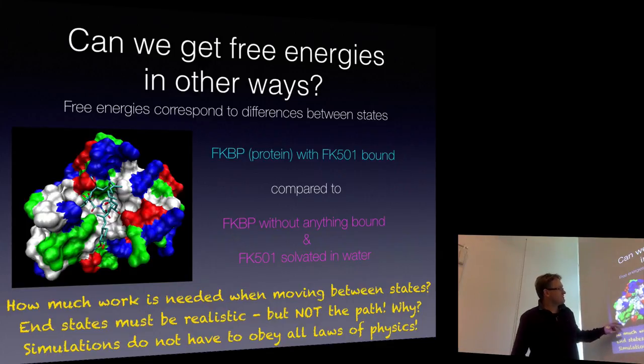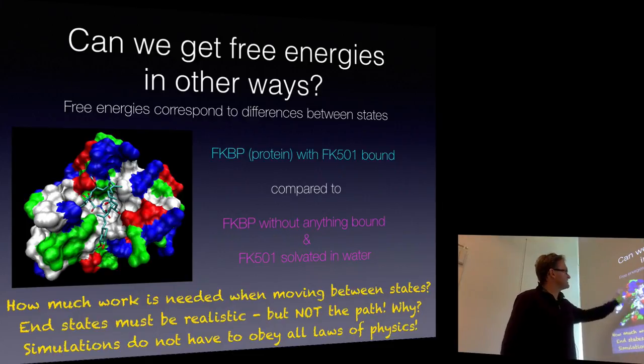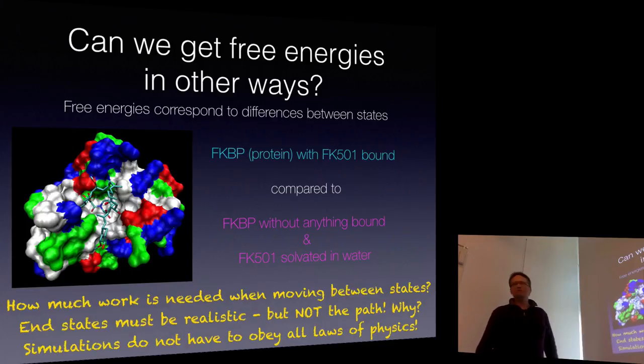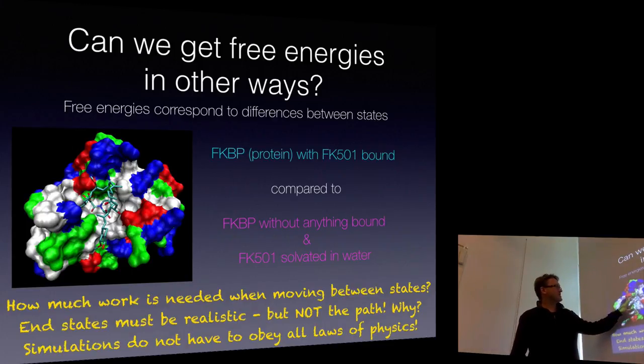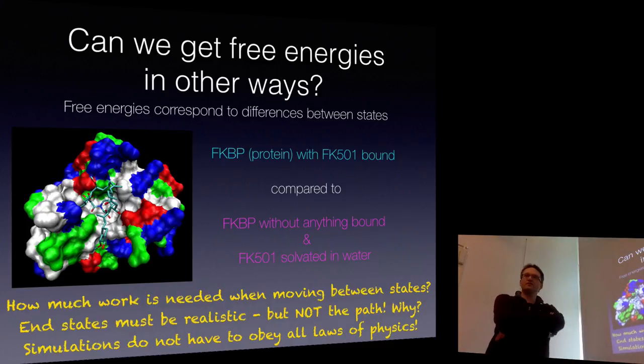This is a small protein. I think I used this protein before, FKBP, which just stands for FK501 binding protein. Poor protein doesn't even have a real name. This is one state, when you have the protein with this compound FK501 bound. And we want to compare the free energy of this state with the state where you have the protein without anything and the FK501 molecule in water. There's two clear states, state A and state B, and I want to compare those.